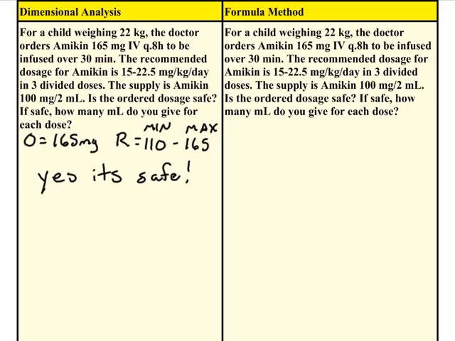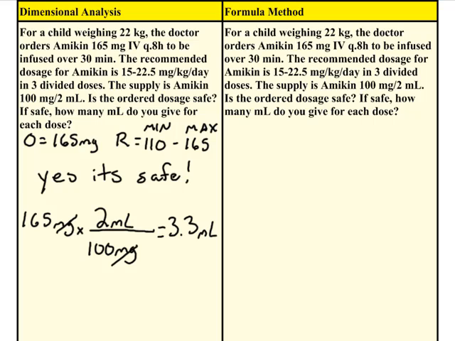Now we go and look at the supply. We have a supply of 100 milligrams per 2 milliliters. So we need to take our 165 milligrams the doctor ordered, and we're going to multiply by the supply of 2 milliliters to 100 milligrams in order to find out how many milliliters we're going to give our patient. If we multiply 165 times 2 milliliters divided by 100, we discover we can give 3.3 milliliters.